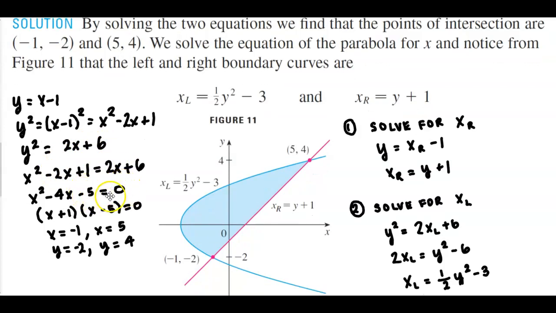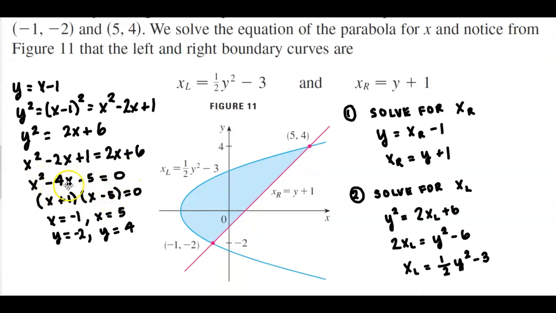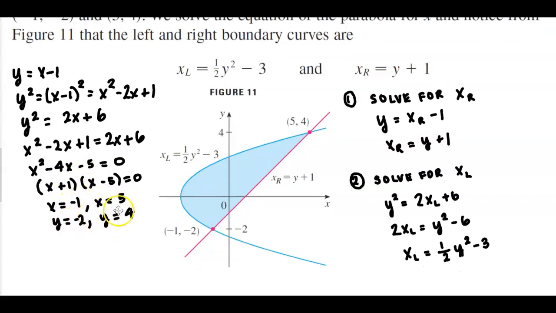Therefore, we can set those two equations equal to each other. Once we set them equal, we get a trinomial, and we can factor. So we know that x is going to equal negative 1, and x is going to equal 5. But what we're looking for are the y values. We want to know what the lower limit and the upper limit are. If we plug in negative 1, we get negative 2 as the output, so the lower limit is negative 2. If we plug in 5 into the function, we get y equals 4, so y equals 4 is going to be the upper limit.